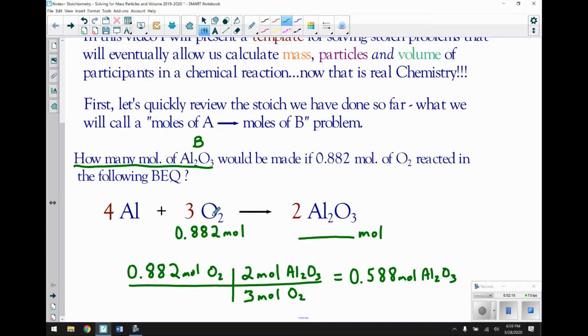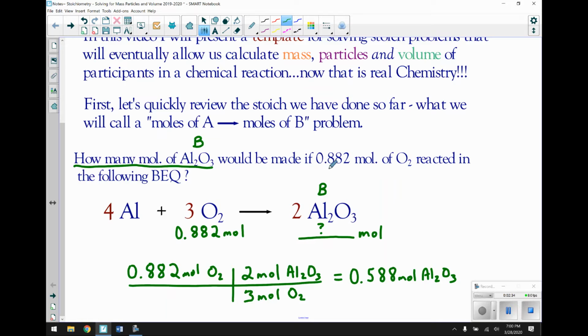And so in the balanced equation that I have here, I'm going to write B here, and because I want to calculate moles, I'm going to put a blank line here. I'm going to put moles, and then you can put a question mark in there if you want, to represent the how many. And then the problem goes on.